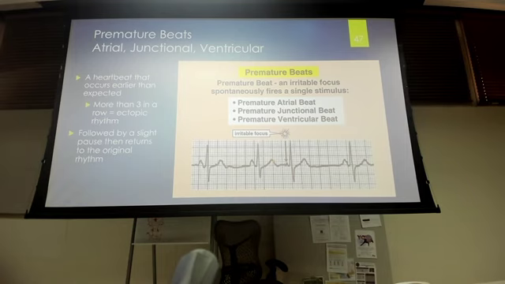If you measure out your R to R, remember R to R helps us with our rate, but it also helps us with our rhythm. R to R, we measure it out. The next R is occurring earlier than what we would expect it to occur. So we mark this out here. We expect the next R to be way over here, but it's actually earlier. It's a premature contraction, premature beat.